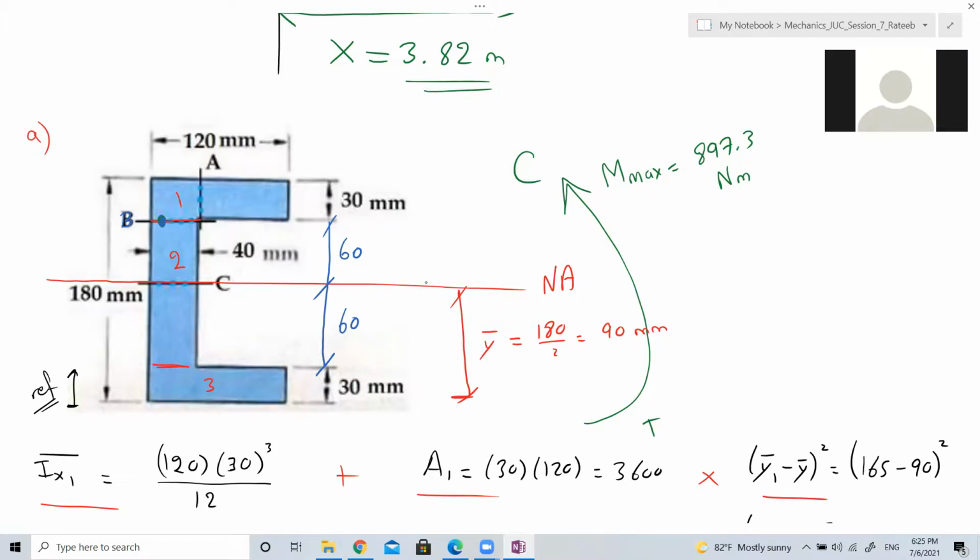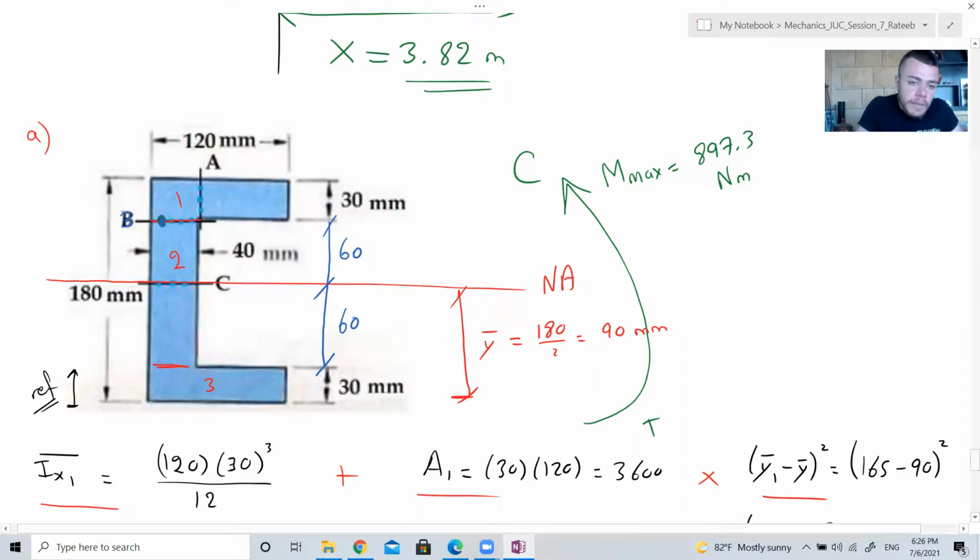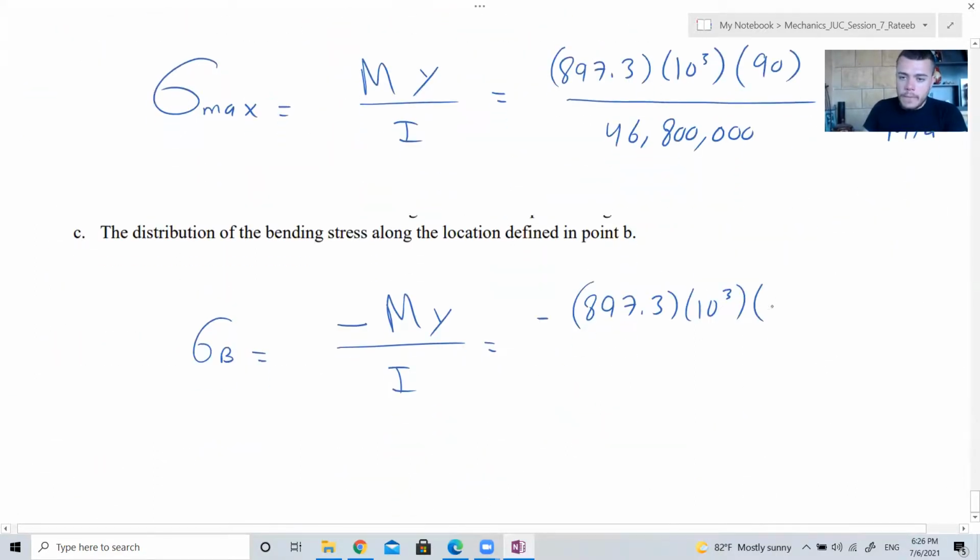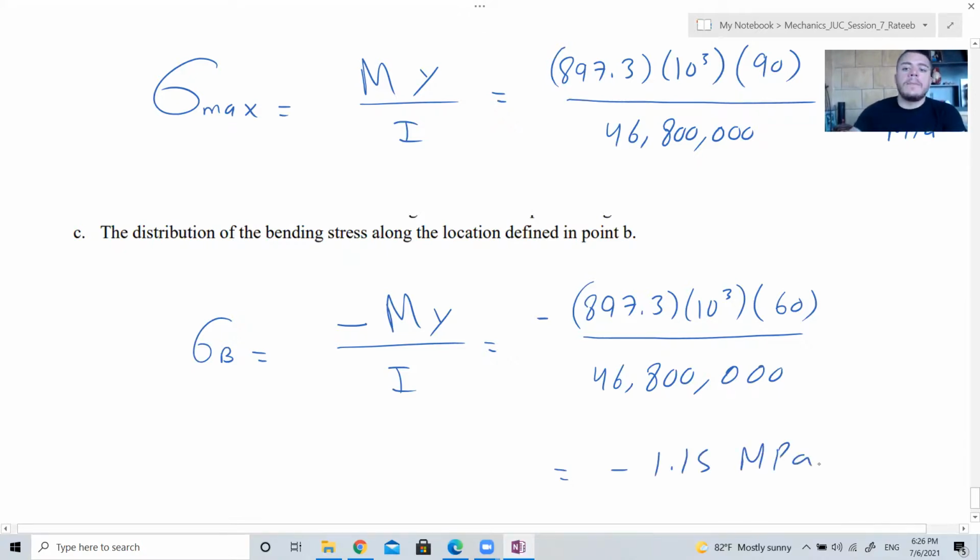Good. It is the distance from the neutral axis to the point itself, not from the middle. Be careful: from the neutral axis to the point. So it is 60. Yes, thank you. It's 60, from the point to the neutral axis. So it comes out to minus 1.15 megapascals.